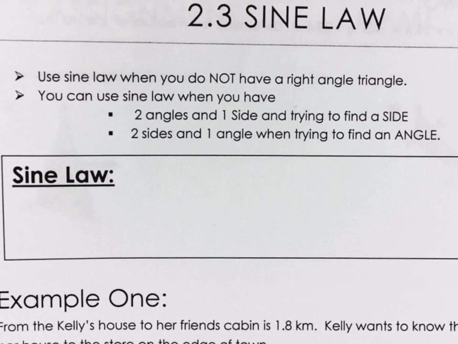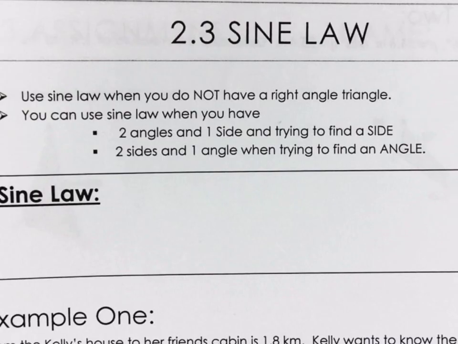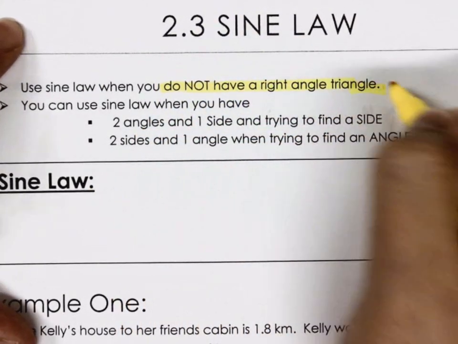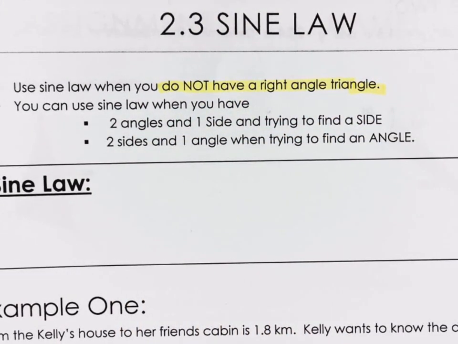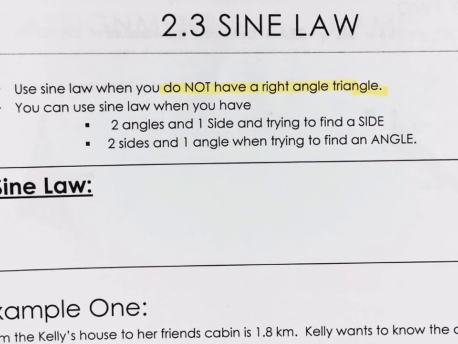Sine law. Fun times. So like I said, we are off the coordinate plane now. There are no right angles. So we would use sine law when we do not have a right angle triangle. So this is when we'd use sine law. And there's a sine law and there's a cosine law, but there's no tangent law. So sorry to ruin the fun.